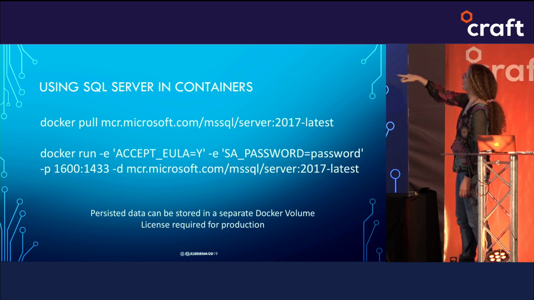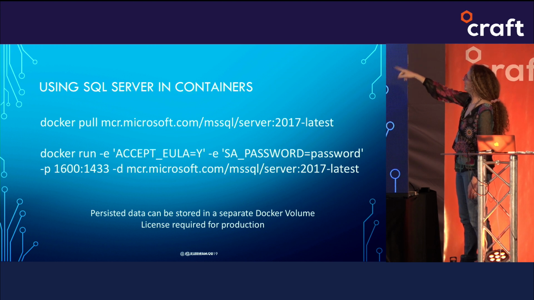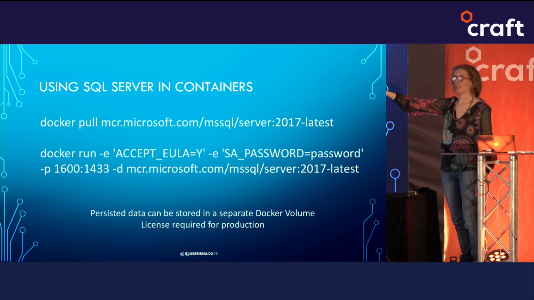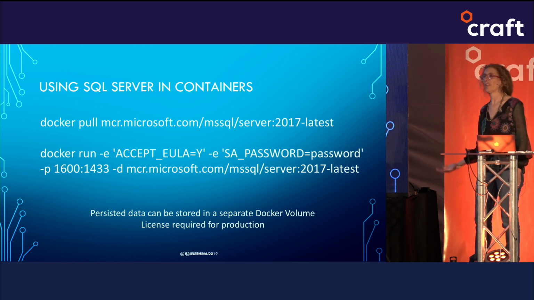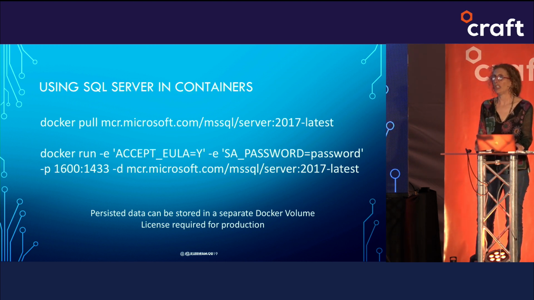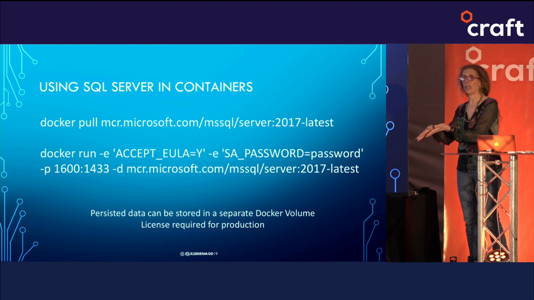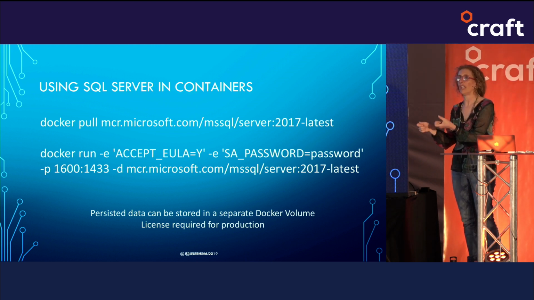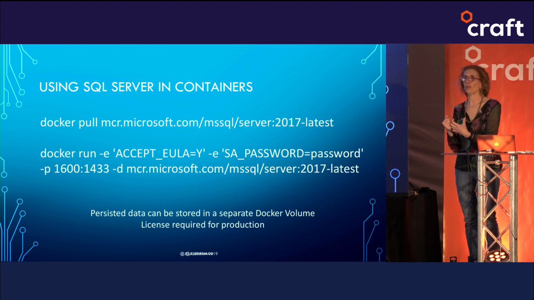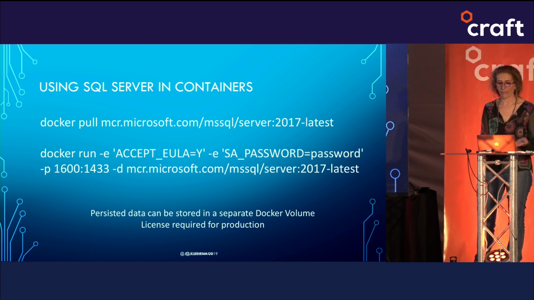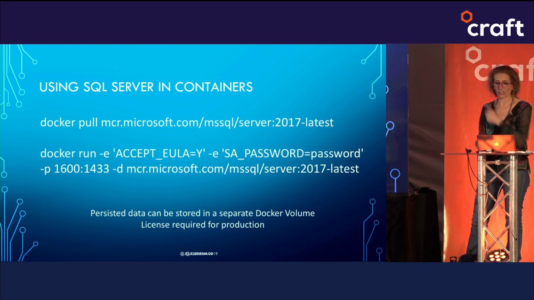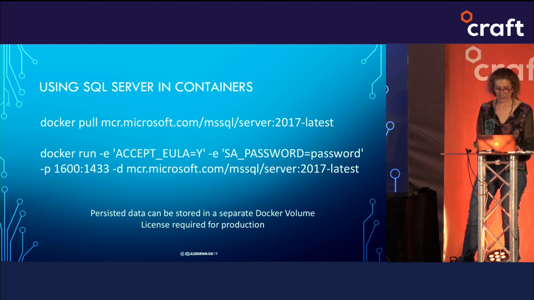So in order to run it, it does require that you pass in some environment variables, accept EULA, and pass in a password. You define two different ports. The first number is the port that's exposed on your machine. So my host machine's port 1600 is where I'm going to be able to use a connection string and point to and access the database that's running in the container. Inside the container, it's exposed through port 1433. And then I'm just identifying what image I want this container to be run on.